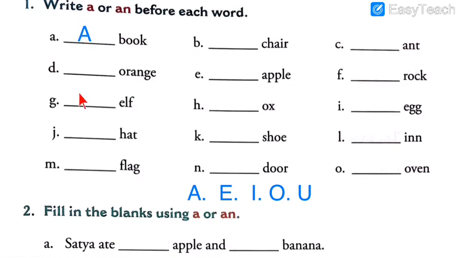Let us solve the next one. Dash orange. The word orange starts with O. Now you have to check, is O a vowel? A, E, I, O. Yes, O is there in the vowel list. So if the word starts with a vowel letter, what do we have to put? An. Absolutely right. So an orange.